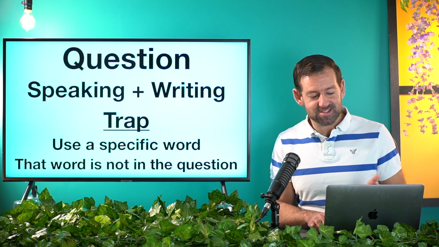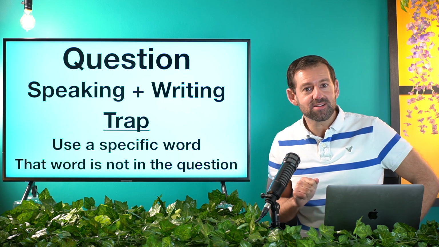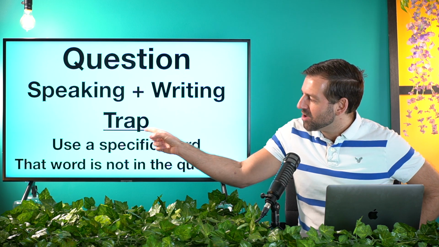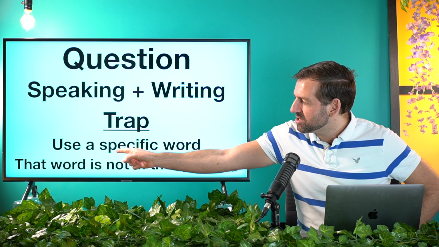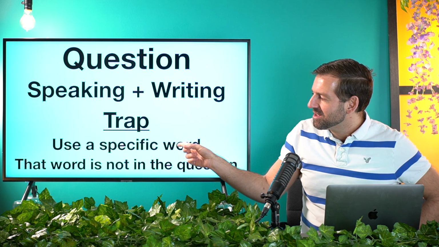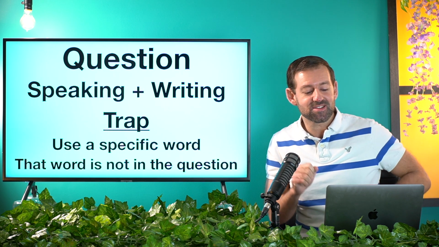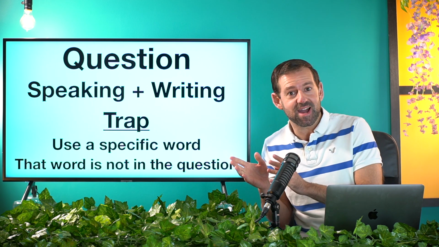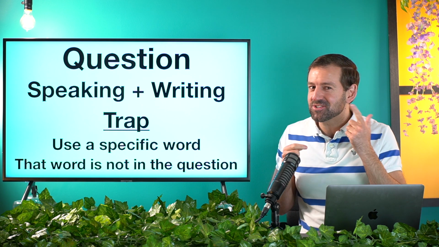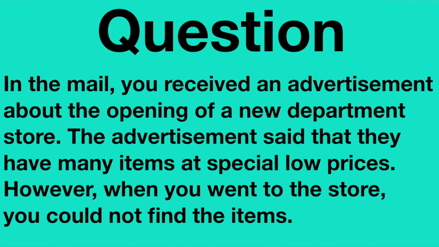So what do I mean by trap questions? Well, these are questions that you'll see on the speaking and writing parts of the exam. And the trap is that the CELPIP people want you to use a specific word, but they won't tell you that word in the question. So they want to test you. They just want you to know what that word is. Okay, so let's take a look at an example.